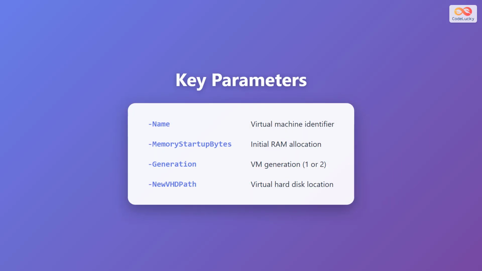There are 4 essential parameters you need to understand when creating virtual machines. The Name parameter is the virtual machine identifier that you'll use to reference this VM. MemoryStartupBytes controls the initial RAM allocation for the virtual machine. Generation determines whether you're creating a Generation 1 or Generation 2 virtual machine. And NewVHDPath specifies the location where your virtual hard disk file will be stored on the host system.